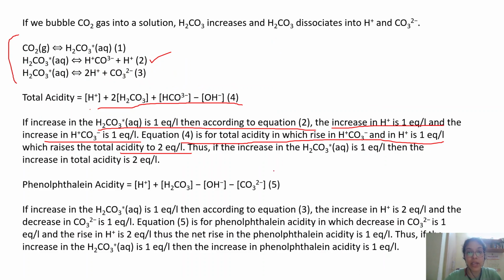Thus, if the increase in H2CO3 is 1 equivalent per liter, then the increase in total acidity is 2 equivalents per liter, because you can see, right?